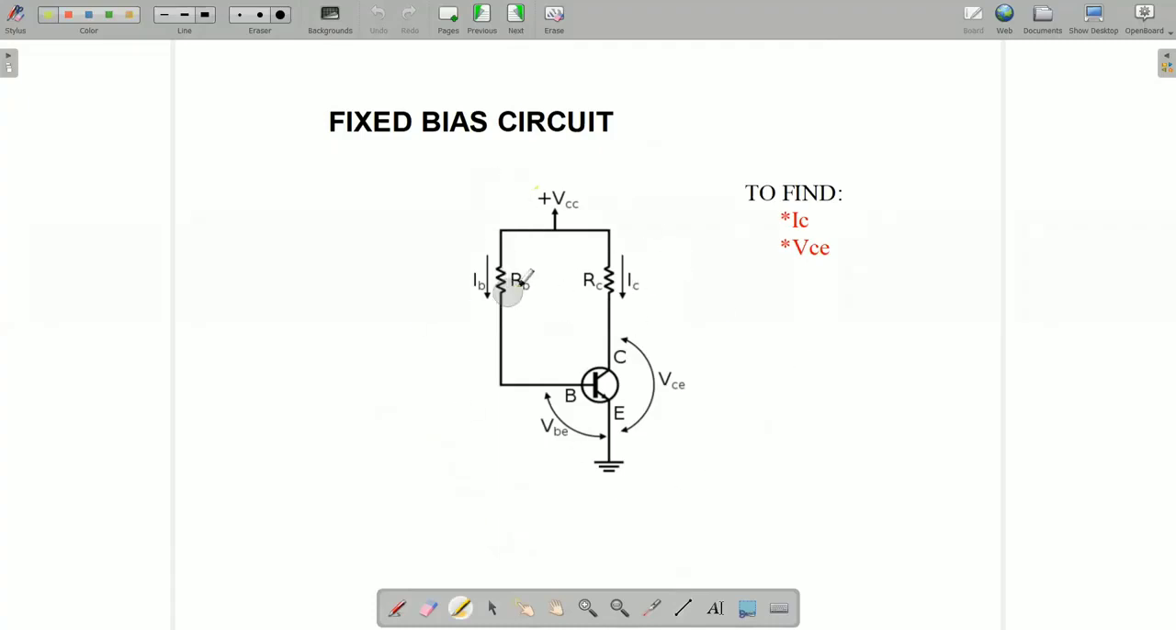This is a circuit with RB, RC, and the flow of currents IB and IC. The reason behind the name fixed bias is that for the given supply VCC, when we fix RB, the IB will be fixed. We are going to find IC and VCE.